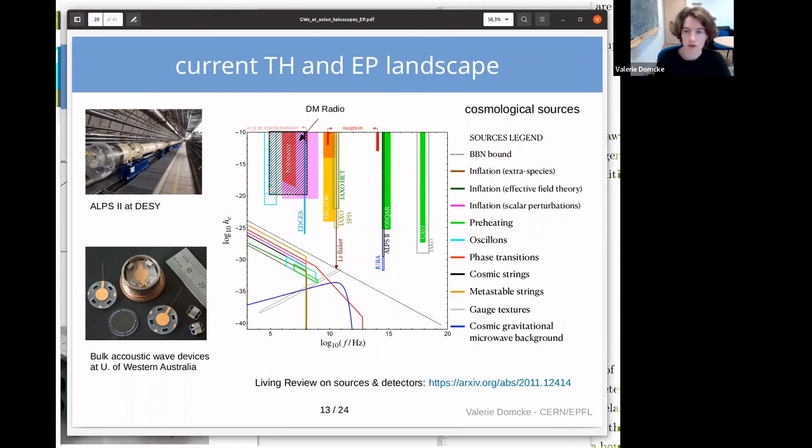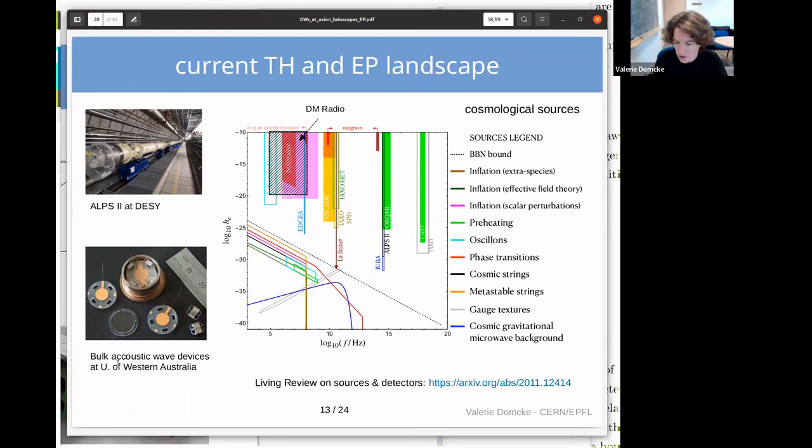And this is not so small an experiment anymore, right? I mean, this is using the old HERA tunnel. But again, it uses this interplay, or this analogy, between axion physics and gravitational wave physics.